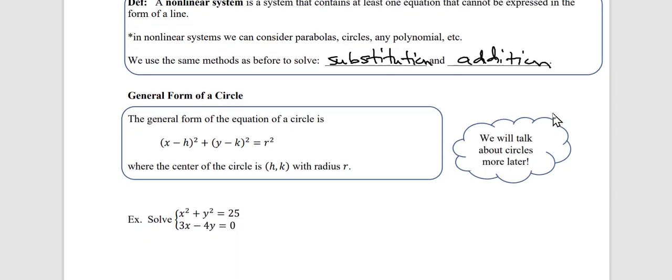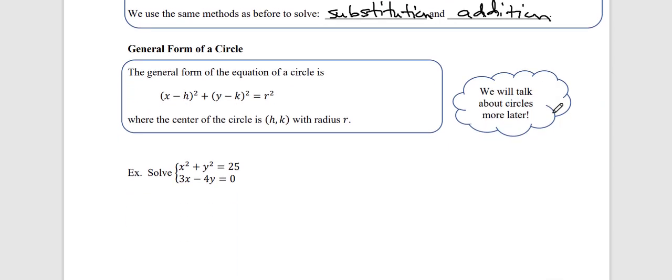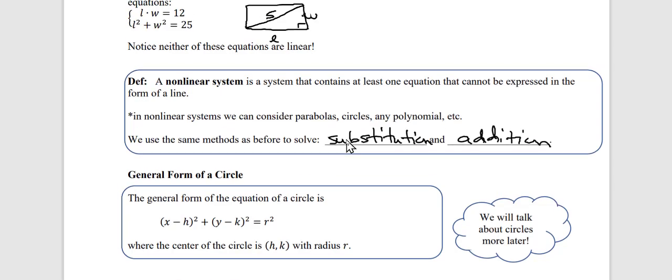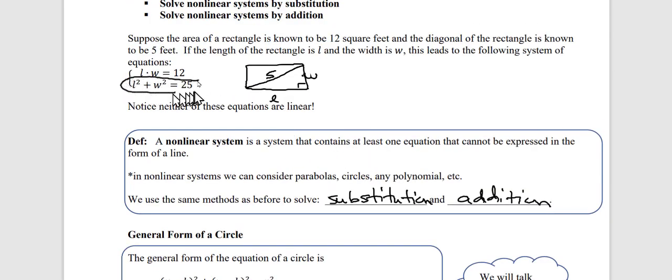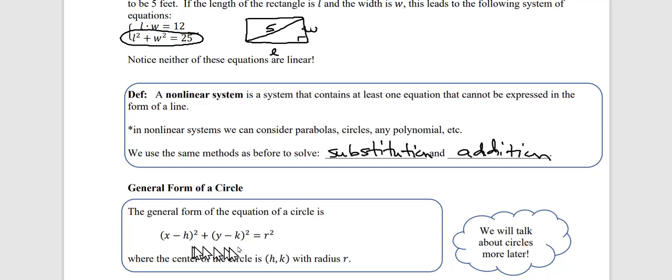One thing we do want to know is the general form of the equation of a circle, just so we can recognize a circle when we see it. This is the general form of a circle. We are going to talk about circles much more extensively in Unit 7, but here I wanted to give you this equation. (x minus h) squared plus (y minus k) squared is equal to r squared. Center is (h, k), radius r. That's actually this thing right here, right? Where the center is (0, 0). The h and the k are both 0, and the radius is 5.